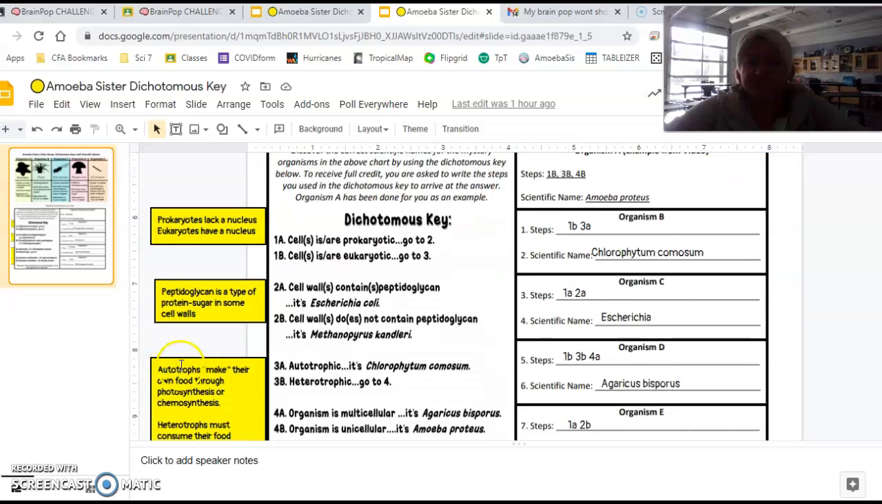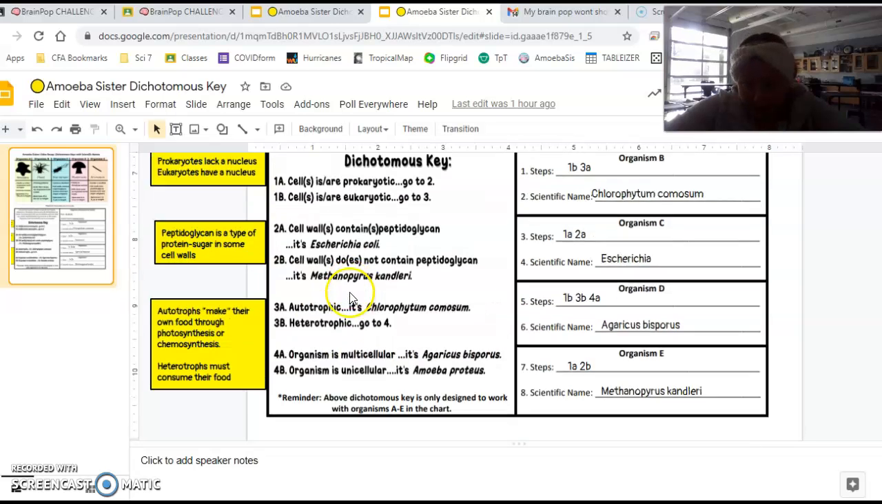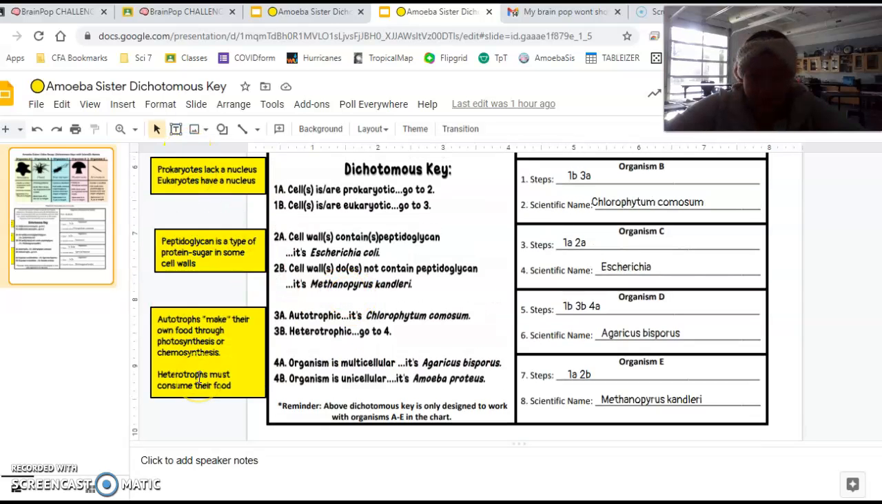Autotroph, auto means self, troph is to feed. These are plants and bacteria that can make their own food through photosynthesis or chemosynthesis. Whereas heterotrophs are like me and you and your dog and plant and fungus. We have to eat and consume our food in order to get energy. So those take care of your vocabulary.